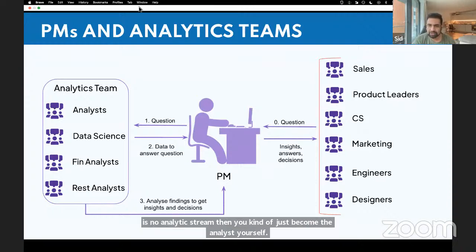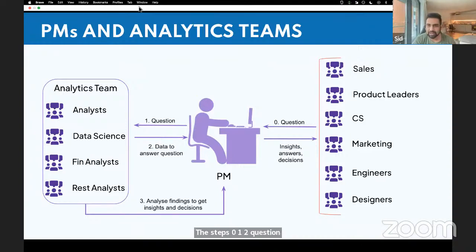Tejas, the steps 0, 1, 2 question, insights. Sorry, I didn't get your question, Tejas. What's the question about it? Okay, while Tejas types, I'll move on to the next question. What are a few analytics tools PMs should be aware of?